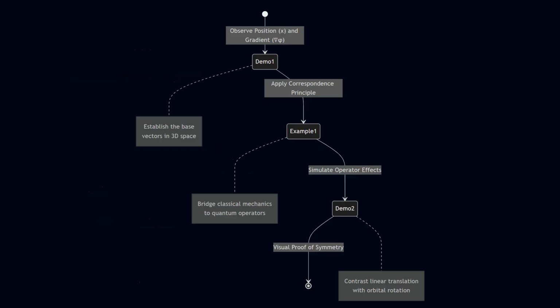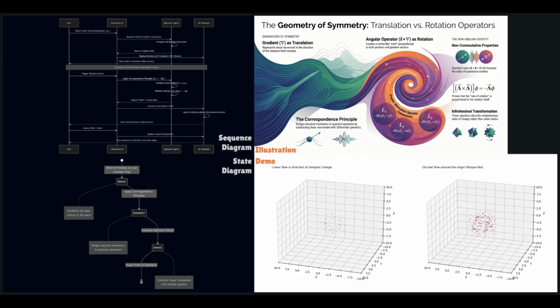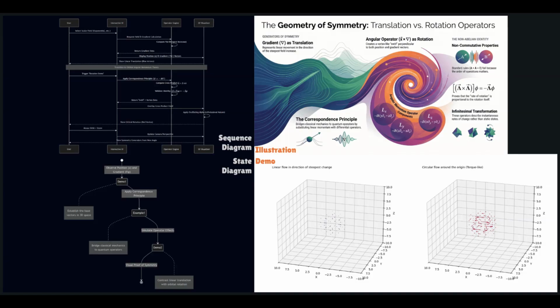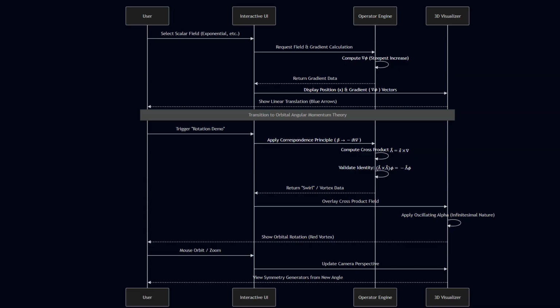The derivation sheet is what allows this journey to progress by introducing a theoretical bridge. It transforms our perspective by shifting us from observing simple pointers to understanding physical operators. It provides the rigorous logic needed to move from a linear push, translation, to an orbital turn, rotation.